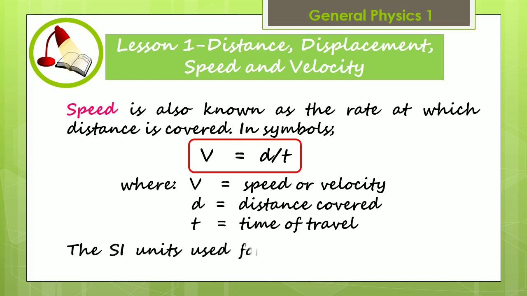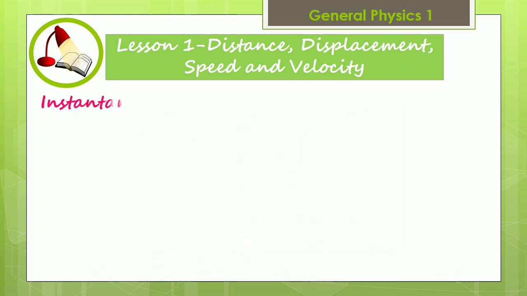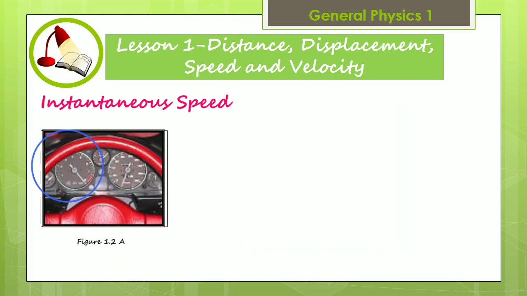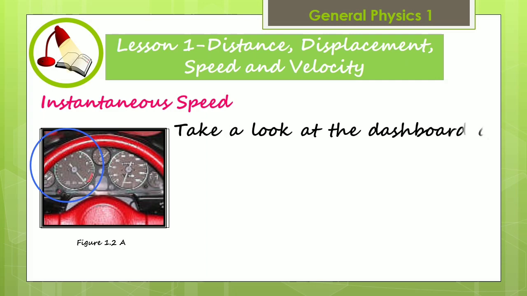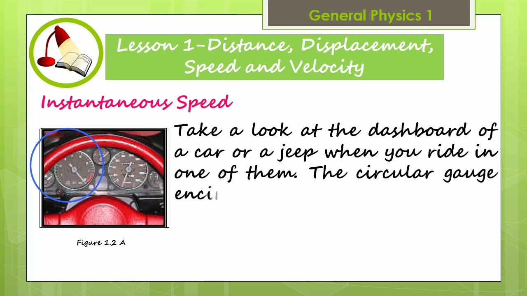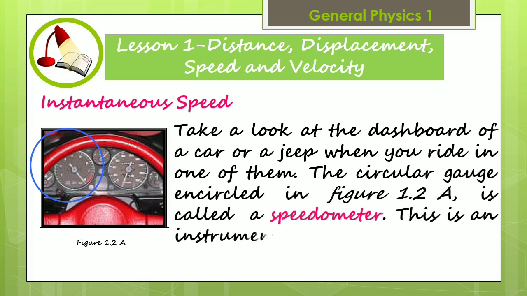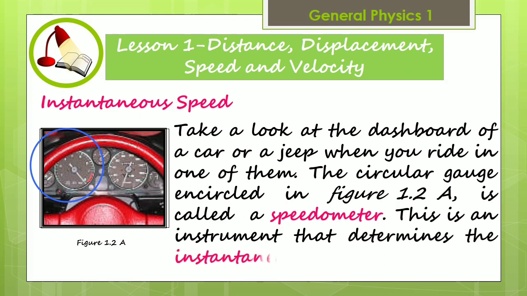The SI units used for speed and velocity are meter per second, kilometer per hour, meter per minute, and many others. Take a look at the dashboard of a car or a jeep when you ride in one of them. The circular gauge encircled in figure 1.2a is called a speedometer. This is an instrument that determines the instantaneous speed of a vehicle.